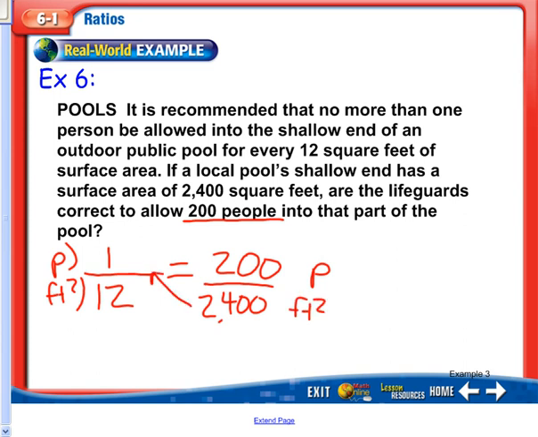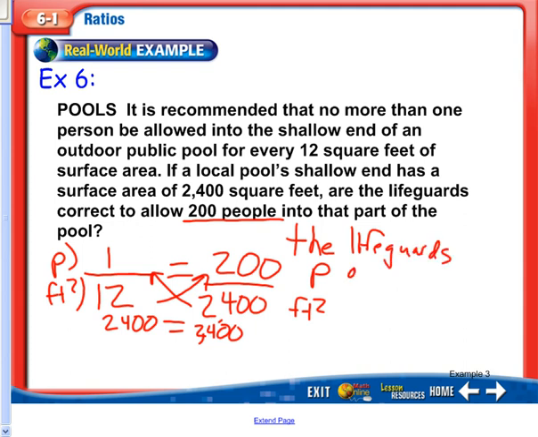So I'm cross multiplying. 2,400 times 1 is going to be 2,400. And then 12 times 200 is also going to give me 2,400. 2 times 12 is 24, add the 2 zeros. So since they are equivalent, the lifeguards are correct would be the answer for this one.